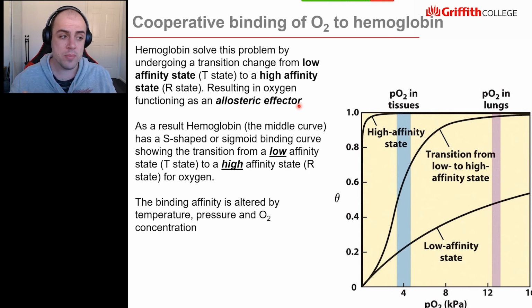The how and the why we're going to talk about in a moment. The what is oxygen. Oxygen is what is controlling this transition of hemoglobin between its T state and its R state. As we can see by this graph here, this is just explaining why high affinity is super bad, low affinity is super bad, but if we can transition between the two, we can get the best of both worlds.